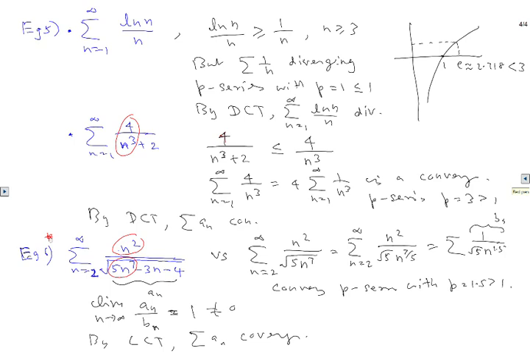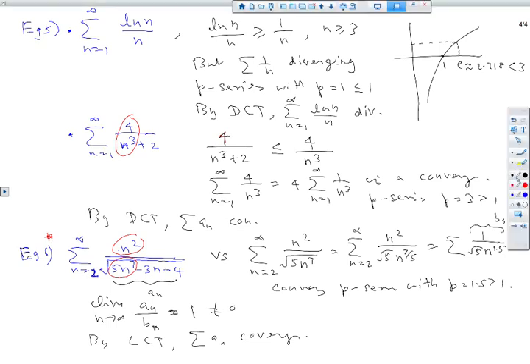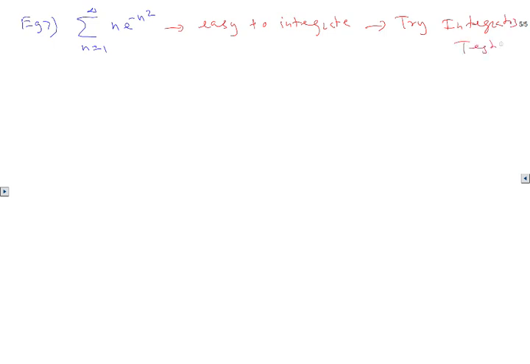Good. So let's go to number 7. How about this series? Example number 7: sigma n going from 1 to infinity, n e to the negative n squared. If you see these kinds of expressions, one thing that you notice is it's easy to integrate. If it's easy to integrate, try the integral test.